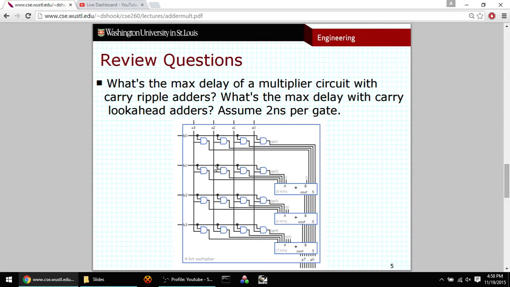How long is it going to take if I use carry lookahead instead? What's the formula relative to number of bits for a carry ripple? It doesn't matter, they're all the same. The number of bits doesn't matter. It's just 12 nanoseconds a pop. Boom, done. So 36 nanoseconds plus the 2 ends up with 38 for the carry ripple. So you can see how it really adds up.